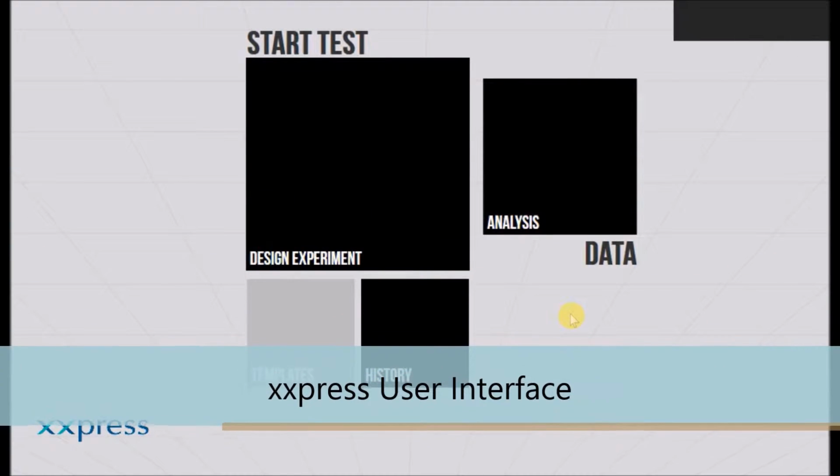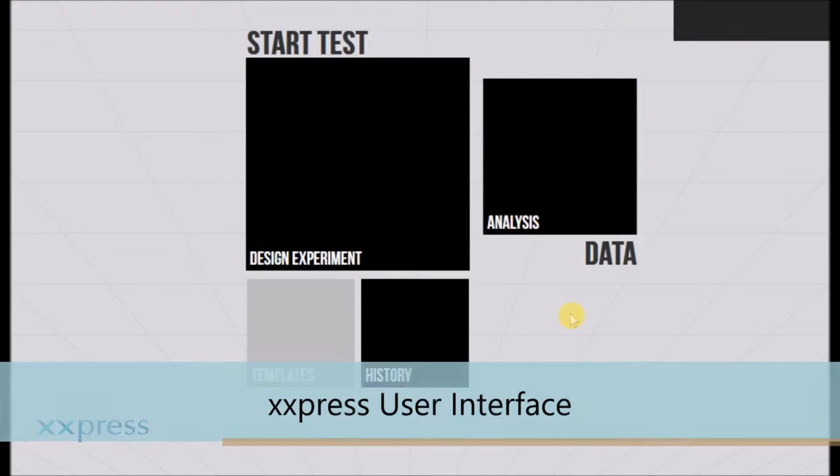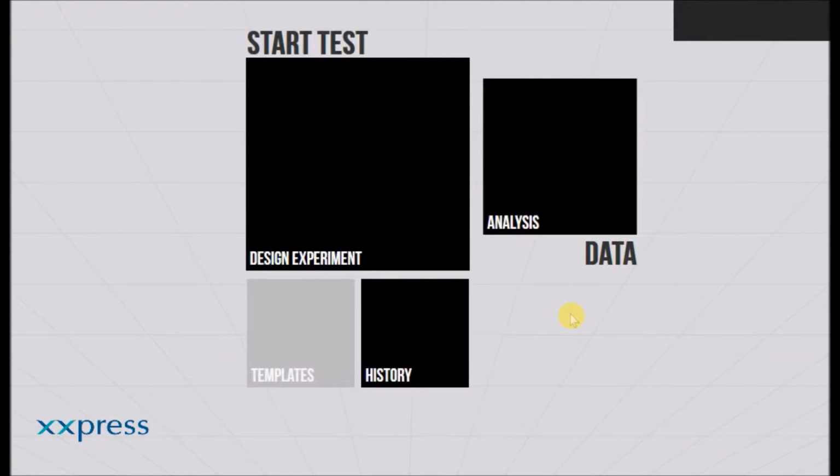This is the home screen of the xxpress user interface. It's been designed by biotechnologists to make it both intuitive and easy to use. It operates using a touch screen, fully functional even with lab gloves on. There are currently 3 tabs available for use.